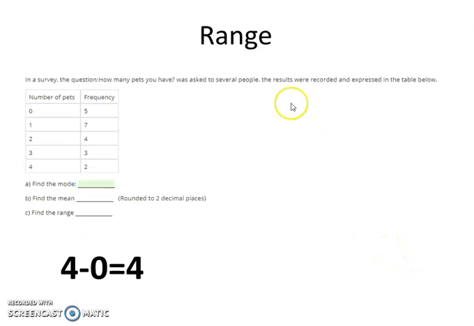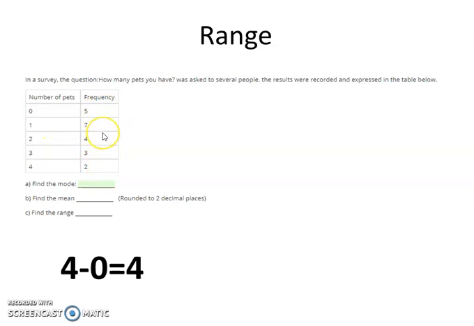And then the last thing is the range. The range is quite easy. It's just the biggest number of pets, that is 4, minus the smallest number of pets, that is 0. Be careful that it's not playing with the frequencies. You play with the numbers that are here, the number of pets, which is the biggest number of pets, 4, and the smallest one, 0. So you do 4 minus 0 and you get 4.